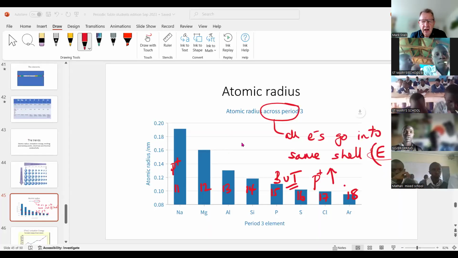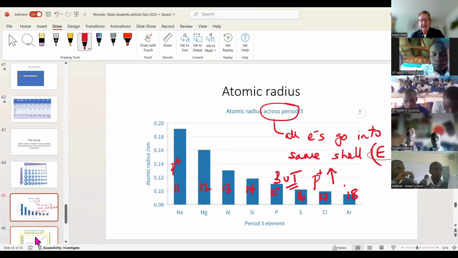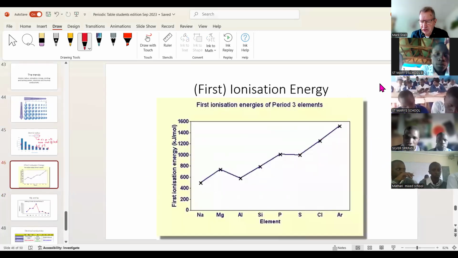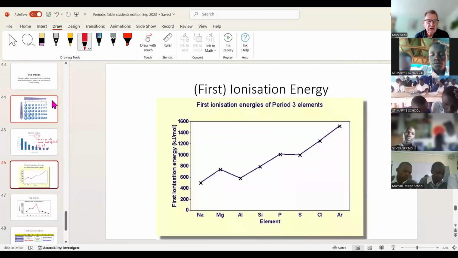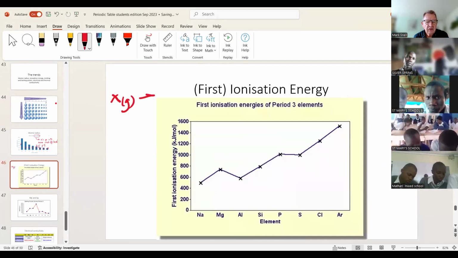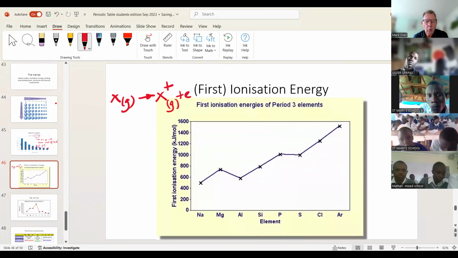So that's a really important piece of information. The next thing we need to look at is ionization energy. Ionization energy is the amount of energy that any element, when it is a gas, turns into a positive ion as a gas, losing 1 electron.